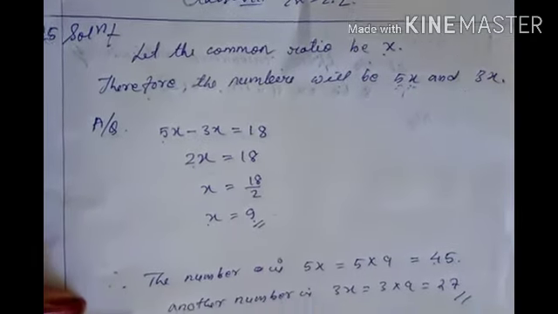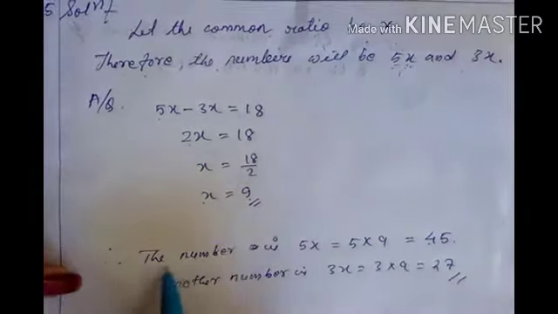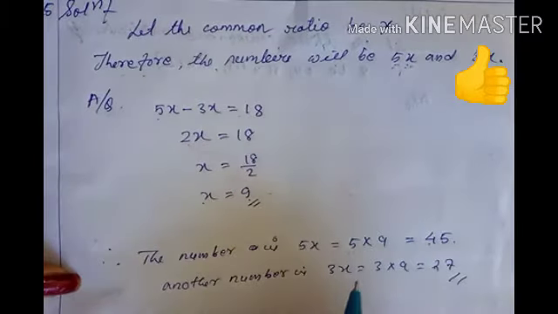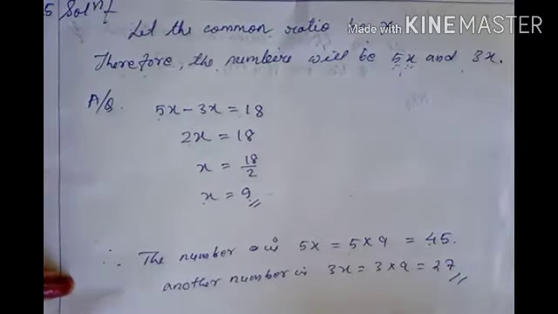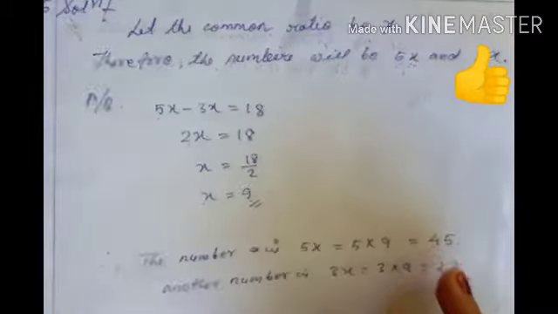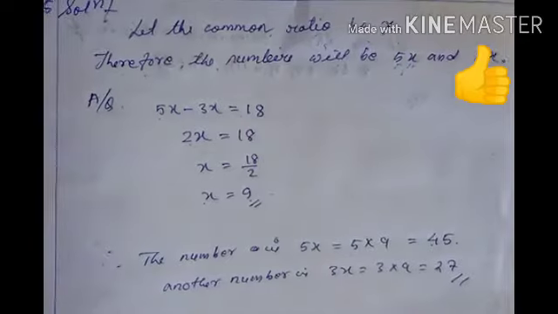Yes, the number is 5x, so 5 into 9 is 45, and the other number is 3x. There are two numbers given in the ratio, so the ratio will be 45 is to 27. Okay, now come to our next question.